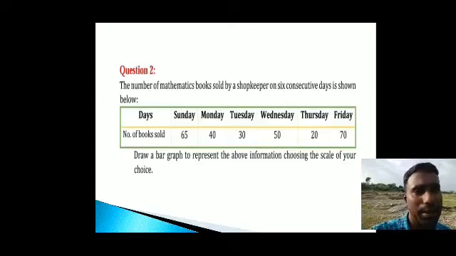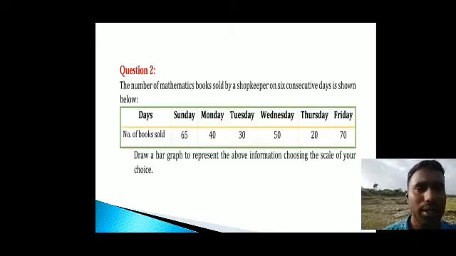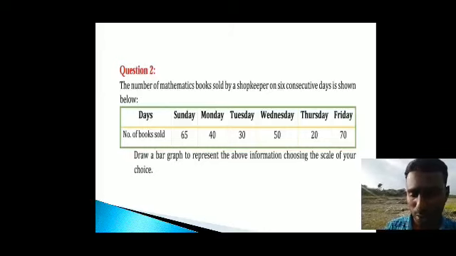This number can be divided by 5. That means all the numbers are commonly divisible by 5. So from the given data, draw a bar graph to represent the above information. Choose the scale of your choice.